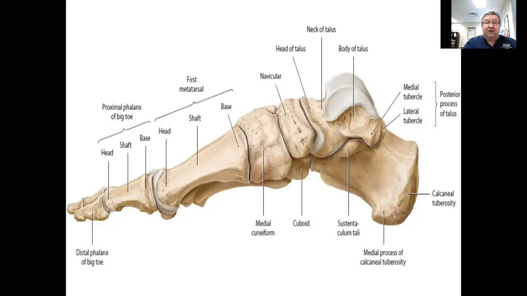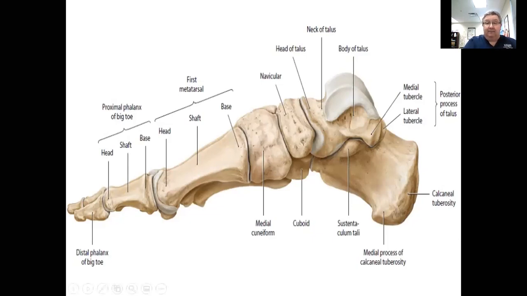Right above the navicular is the medial cuneiform. We have 3 cuneiform bones. We have a medial, an intermediate, and a lateral. And then on the other side, on the lateral side, we have a cuboid. And finally, after the cuneiforms, we have the metatarsals. The metatarsals are those long bones.